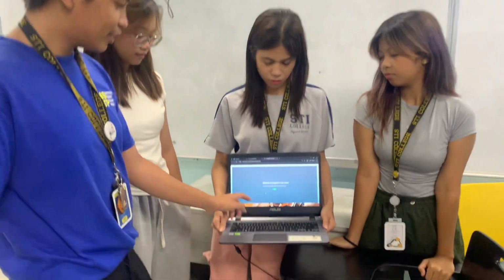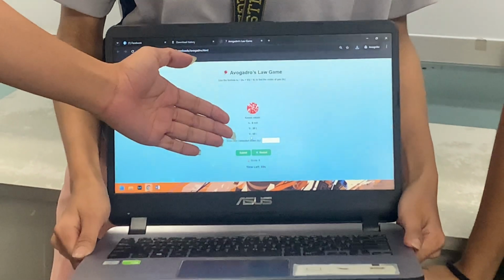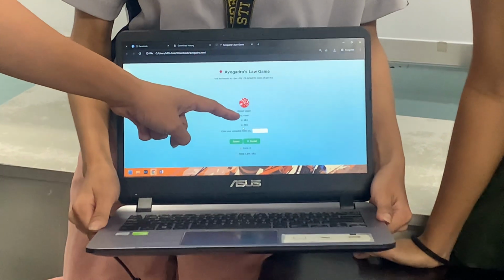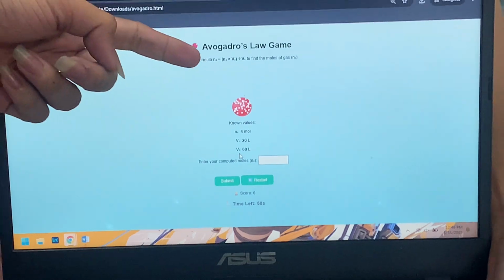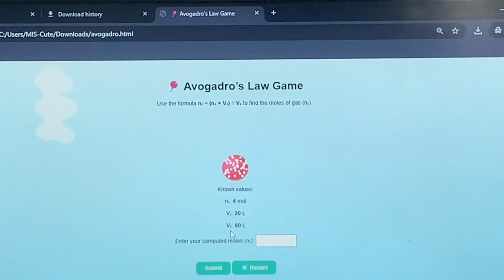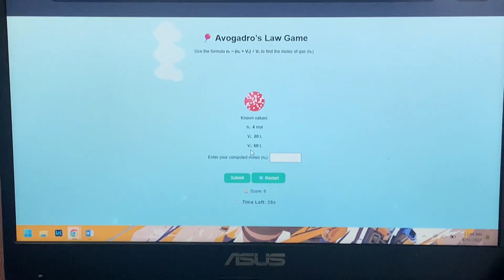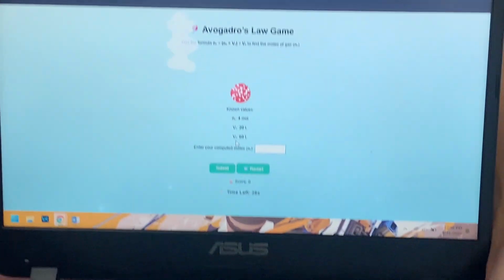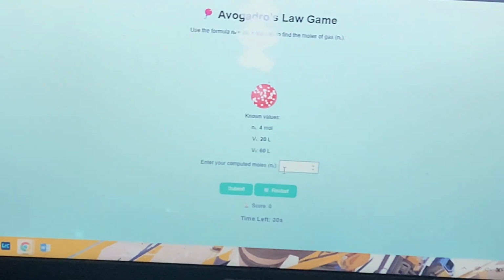So first, we're going to present to you our simulation about Avogadro's law. So, as you can see here, we're going to press the start button. Then, there are 3 givens: the first mole, second volume, and first volume. So, there is a formula which is second mole equals first mole multiplied by volume 2 divided by volume 1. So here, for example, 4 times 60 is 240, divided by 20 is 12.